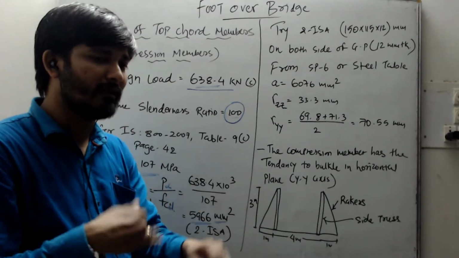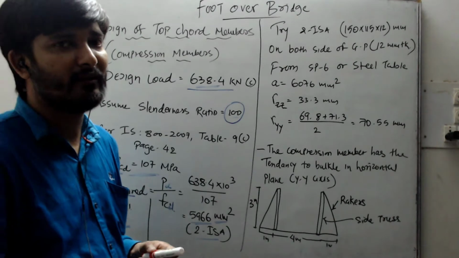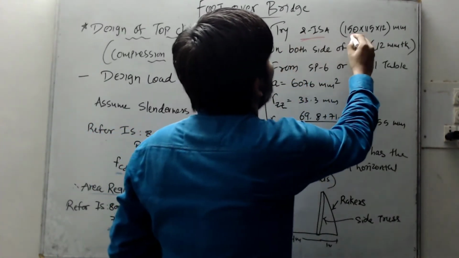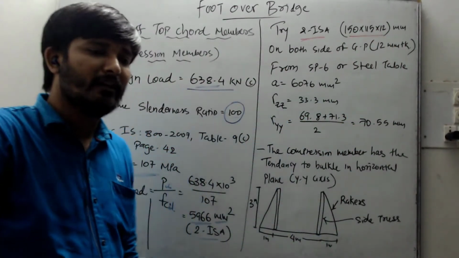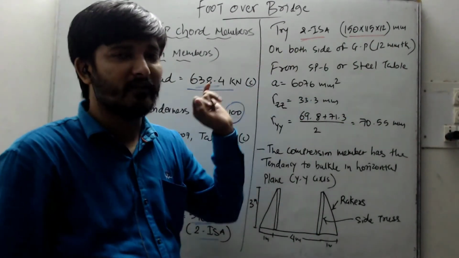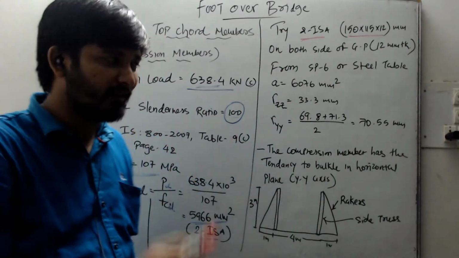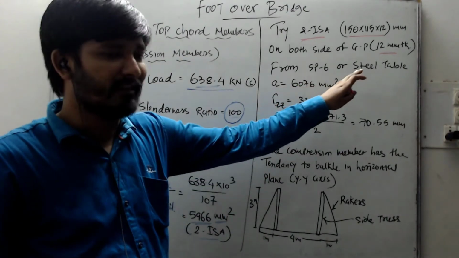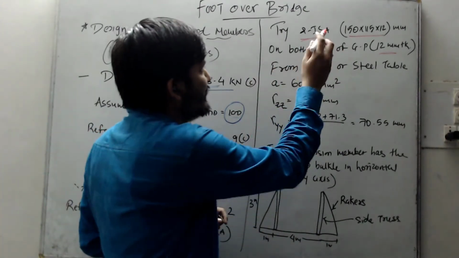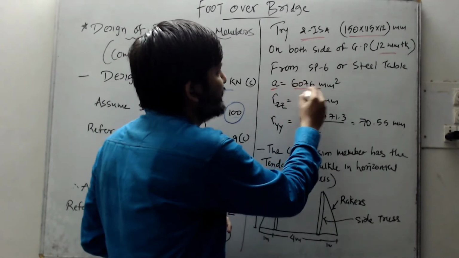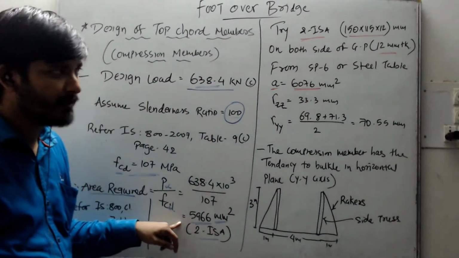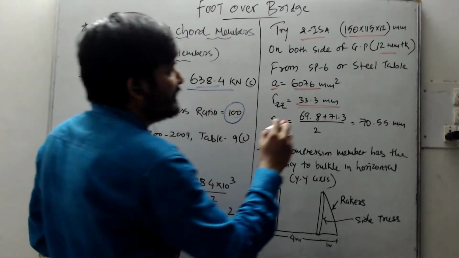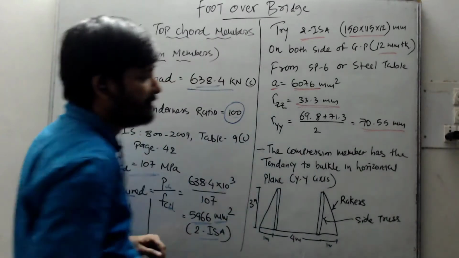I am not going to repeat the same process. You can refer to it by yourself. If you have any doubts, you can ask me. So try 2 ISA 150 by 115 by 12 mm, right? On both sides of the gusset plate. Here I am assuming the thickness of the gusset plate as 12 mm. From SP6 or the steel table you can find this. The total area is 6076 mm square, which is more than required. Then RZZ is 33.33 mm, RYY we get as 70.55 mm.